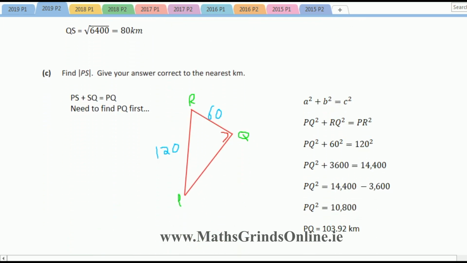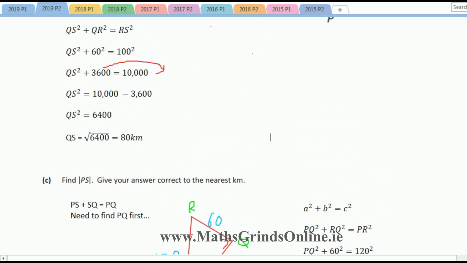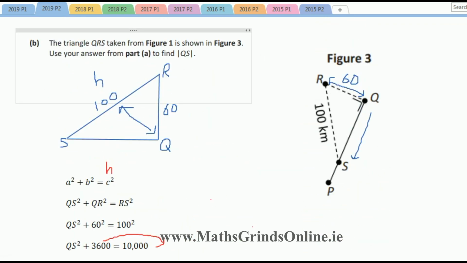Part C of the question: find PS. Give your answer correct to the nearest kilometer. Now PS, you can see in the diagram up here, is that short part of this line there, that yellow part there.